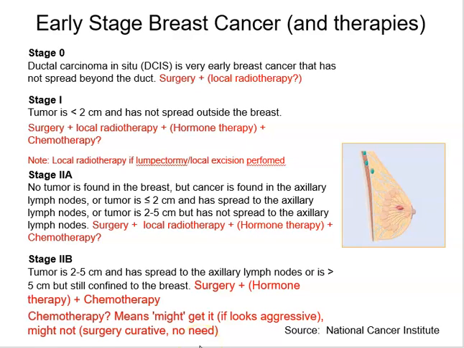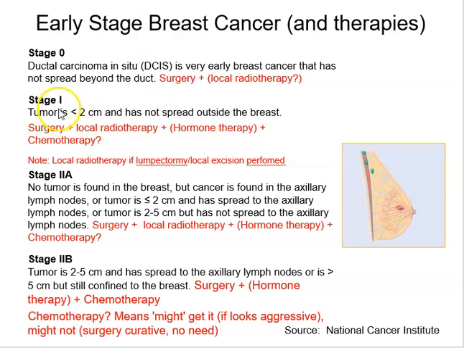So before we get into the test, we're going to look at the clinical situation that this test is used in, and it's used for early stage breast cancers. So if we look at the staging of breast cancers, we have stage 0, where we've got typically a ductal carcinoma in situ, which is the very earliest stage of breast cancer. It's not yet spread beyond the duct, and therapy for that is surgery with or without local radiotherapy. So lumpectomy will be performed there.